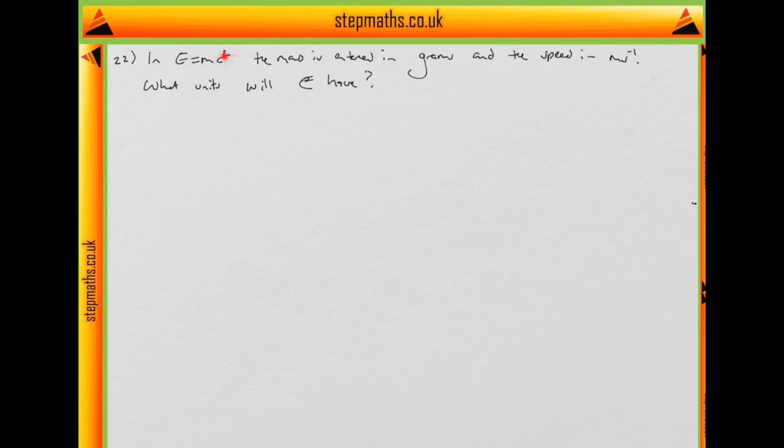What we notice is, in fact, we've had the mass entered in grams. So that means our right-hand side has been multiplied by 10 to the minus 3. So that means our left-hand side must also be multiplied by 10 to the minus 3. And what is 10 to the minus 3 of a joule? Well, that is clearly a millijoule. So the answer is A, millijoule.